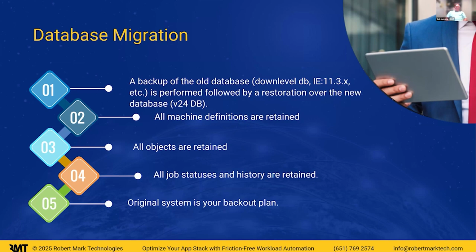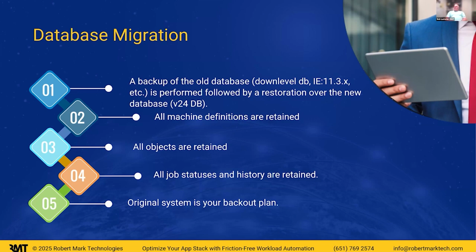We run some scripts against that database to bring it up to 24. When you do it this way, all of your machine definitions, all of your objects are retained, all of your statuses, your job histories are retained. So if you had a job that was in a running state and you took the old system down to do the migration, when you back up and restore the old database, that job is going to be in a running status. Since when the job finishes, since it has no scheduler to talk to, it'll cache the information. And when the new scheduler connects to that agent, it'll bring in that job status of the completed job. So it's very seamless to do it this method.